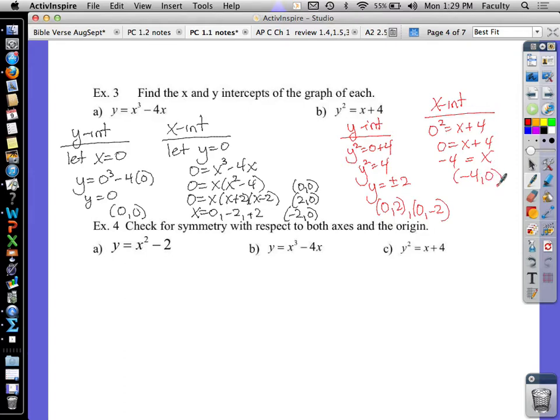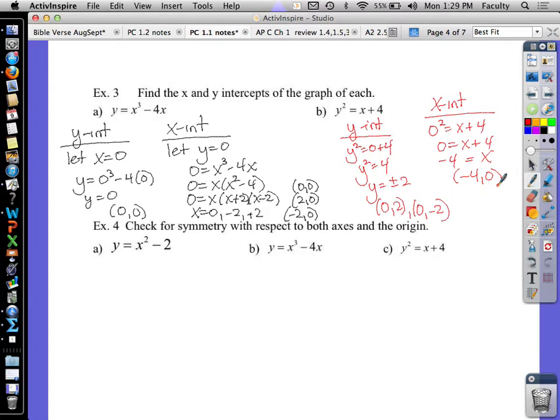All right, then on letter B, I actually have 2 y-intercepts. Did you catch that? Where you get y squared equals 4, y is plus or minus 2. So it's 0, 2 or 0, negative 2. And then the x-intercept is negative 4, 0. Okay? All right, any questions?